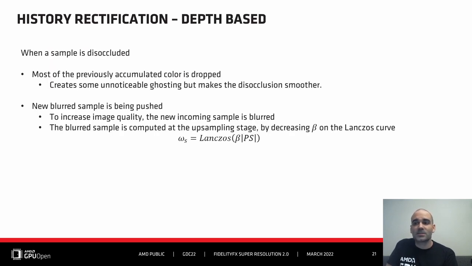So when we detect disocclusion, we drop most of the history. Not all, as it helps make the transition smoother. We keep a small part of the history, creating some unnoticeable ghosting that we then integrate to this new disoccluded sample. Another way to improve the disocclusion quality is to blur the incoming sample. This is done during the previously described upsampling stage at no additional cost. Instead of increasing beta, we decrease it to widen the length of the curve and artificially increase the importance of all participating samples. This way we create a blurrier sample.